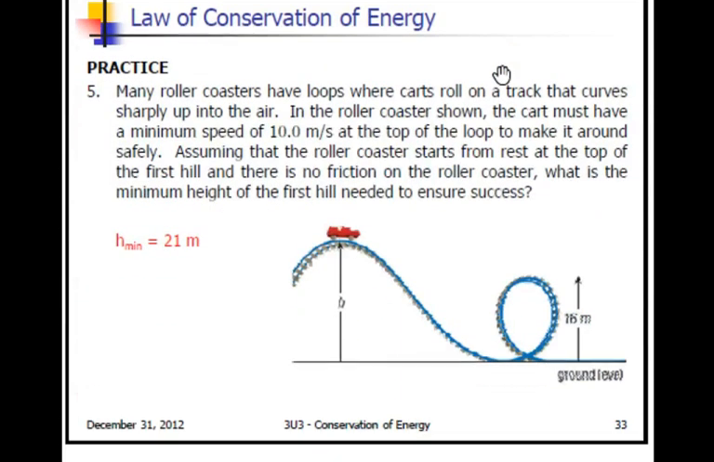Okay, another question. It says, many roller coasters have loops where carts roll on a track that curves sharply up into the air. In the roller coaster shown, the cart must have a minimum speed of 10 meters per second at the top of the loop to make it around safely. Assuming the roller coaster starts from rest at the top of the first hill and there is no friction on the roller coaster, what is the maximum height of the first hill in order to ensure success? So in this case, we see that we have to hit a height of 16 with our loop, but it says as well it has to have a minimum speed of 10 meters per second at the top of that loop. So we can find out what our energy needs to be at that point.